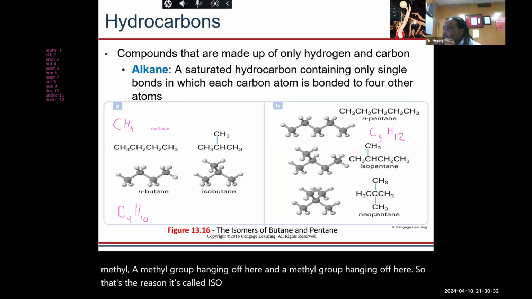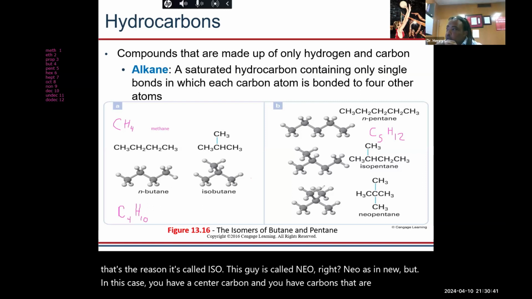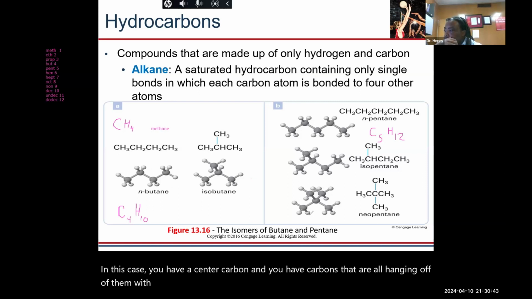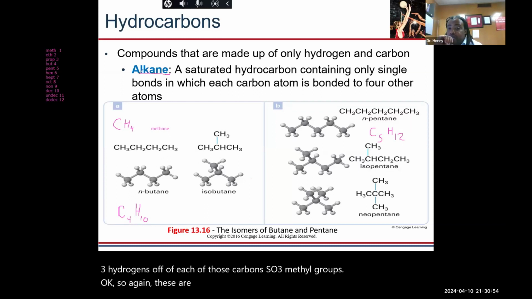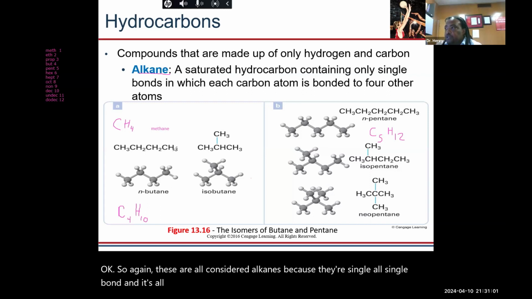This guy is called neo, right? Neo as in new, but in this case, you have a center carbon and you have carbons that are all hanging off of it with 3 hydrogens off of each of those carbons. So 3 methyl groups. Okay. So again, these are all considered alkanes because they're all single bond, and it's all hydrocarbons. There's no oxygens in there. It's only hydrogen and carbon.